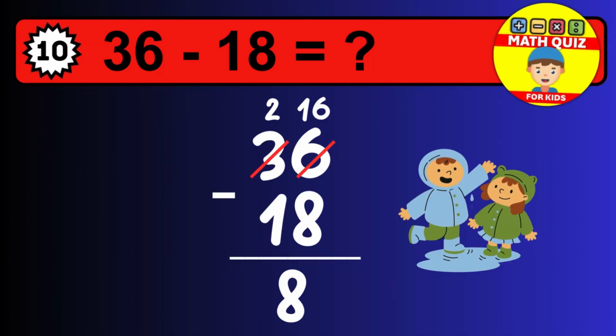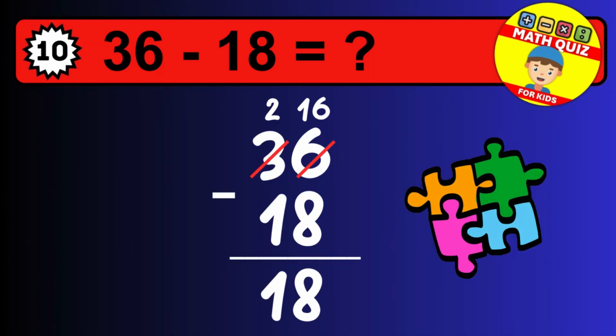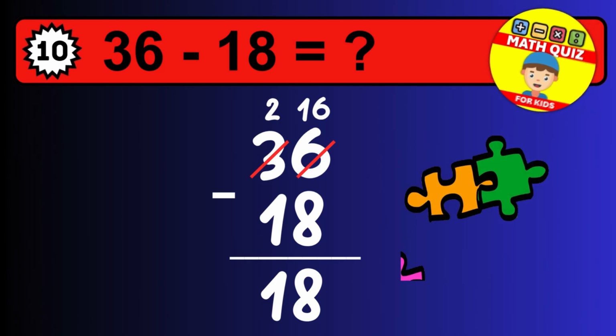Now we subtract. 16 minus 8 is 8. Then we go to the tens. 2 minus 1 is 1. The final answer is 18.